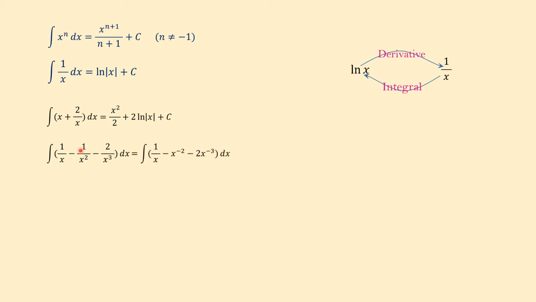So first, we write the integrand in the new form, the form that fits with the power rule. We do not change 1 over x, we write it in the original form, but we bring x to the 2 and x to the 3 from bottom to the top. x to the 2 goes to the top, it becomes x to the negative 2, and x to the 3 goes to the top, and it becomes x to the negative 3.